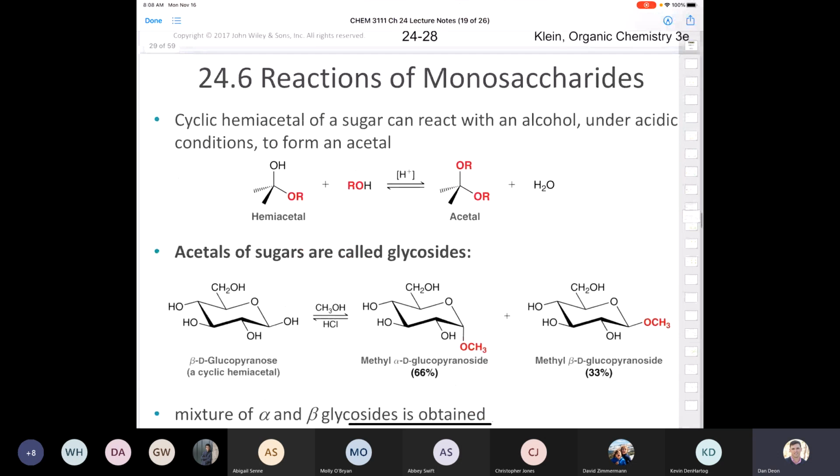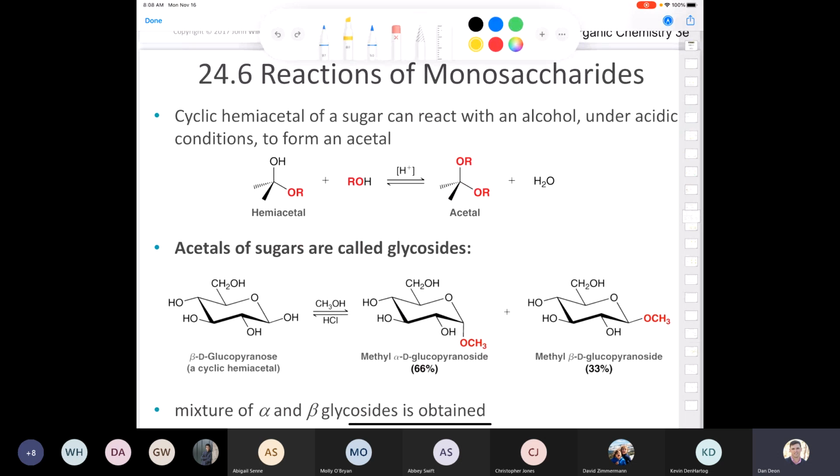What else? This is kind of going back in time, talking about hemiacetals and acetals for a second. Remember, the cyclic hemiacetal of a sugar, or a hemiacetal, can react with an alcohol under acidic conditions to form an acetal. This is an old reaction that we looked at a long time ago in this class. So we take our hemiacetal. Remember, a hemiacetal is like having a carbon that looks like it's got an alcohol attached to it and an ether attached to it.